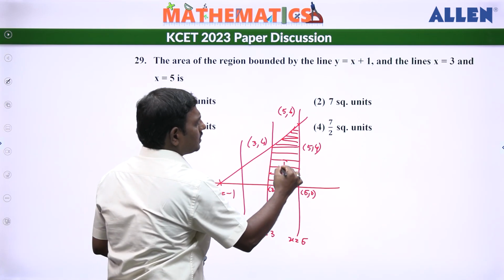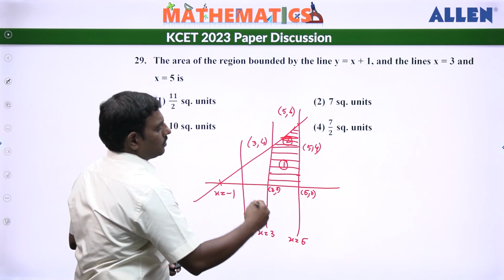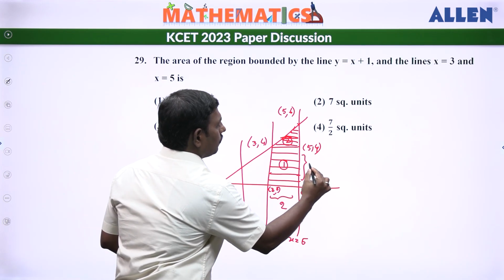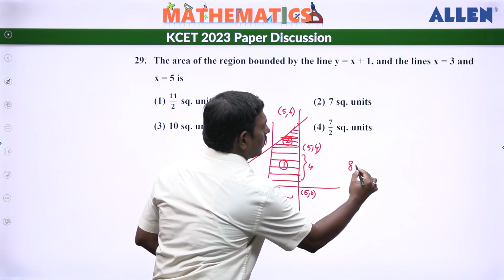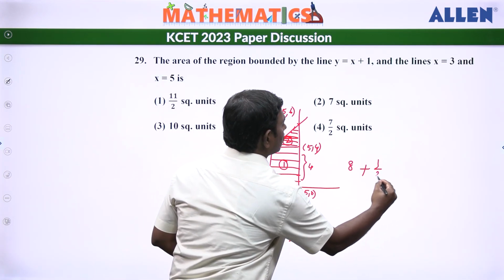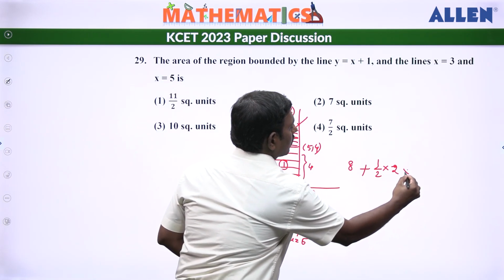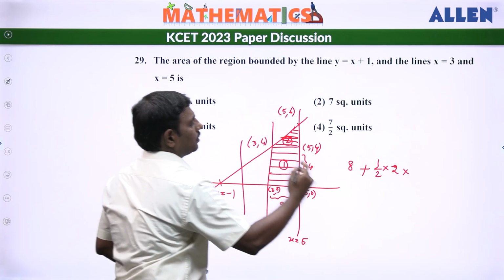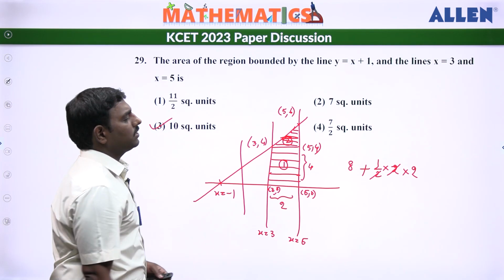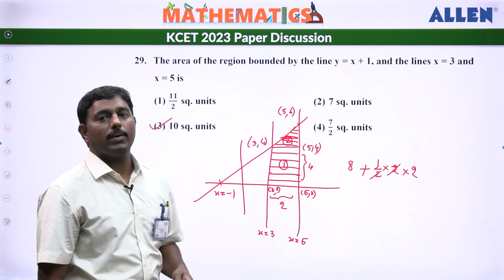Now the total area is area 1 plus area 2. So what is area 1? Area 1 is a rectangle with length 2 units and 4 units, so the total is 8 units, and the area of the triangle is half into the height of 2 units and the base of 2 units. So the 2 cancels, so that is 8 plus 2, 10 square units. So that is the area bounded by the curves.